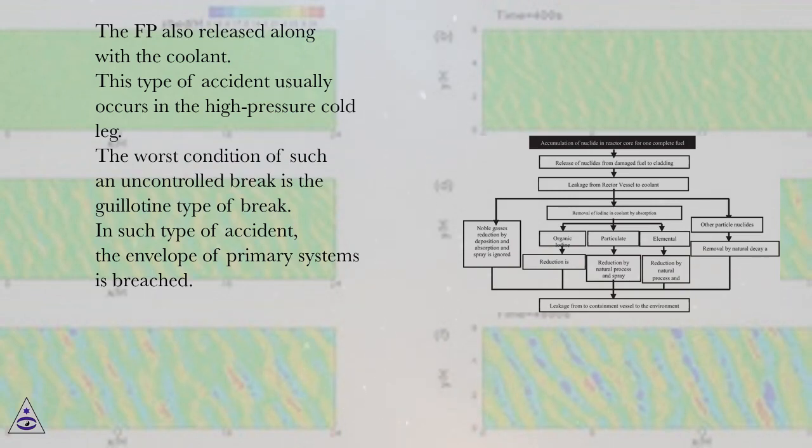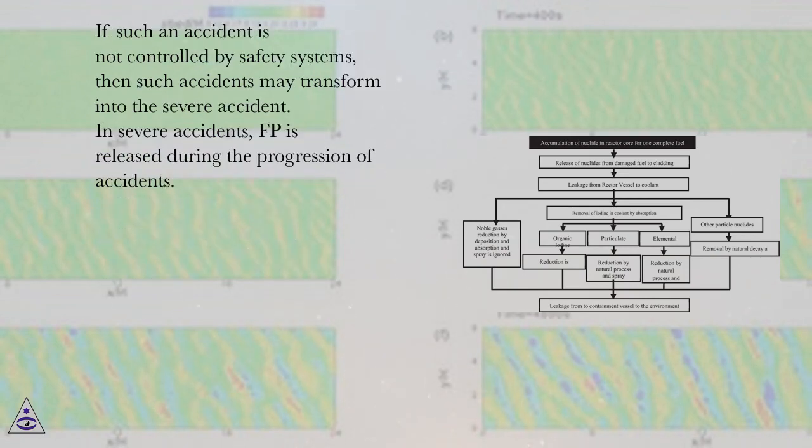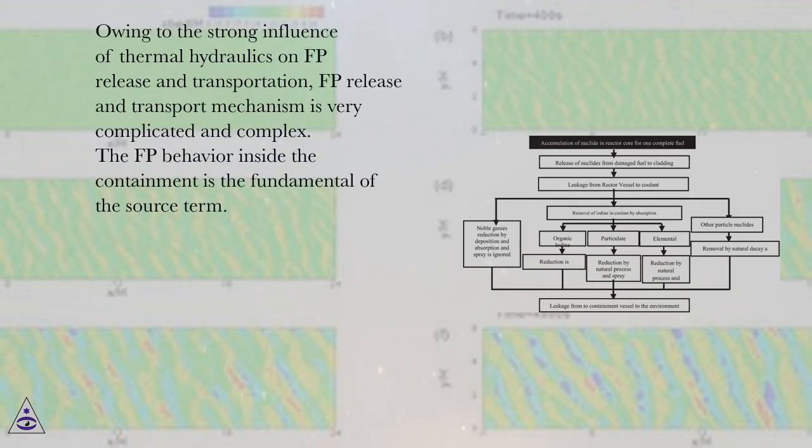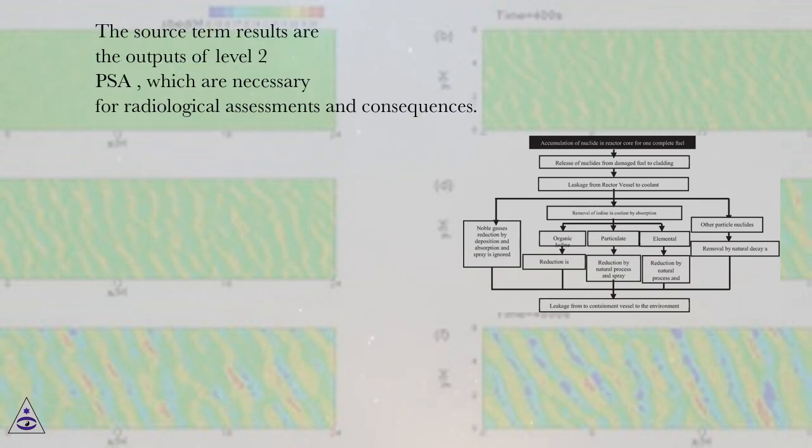In such type of accident, the envelope of primary systems is breached. If such an accident is not controlled by safety systems, then such accidents may transform into the severe accident. In severe accidents, FP is released during the progression of accidents. Owing to the strong influence of thermal hydraulics on FP release and transportation, the FP release and transport mechanism is very complicated and complex. The FP behavior inside the containment is the fundamental of the source term. The source term results are the outputs of level 2 PSA, which are necessary for radiological assessments and consequences.